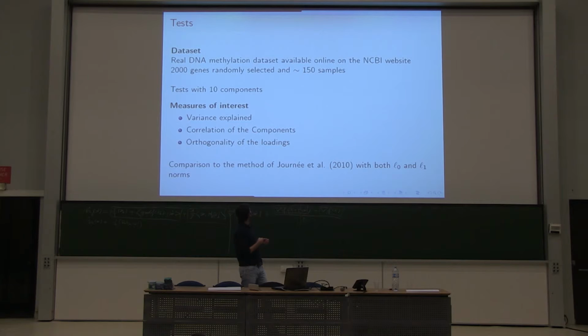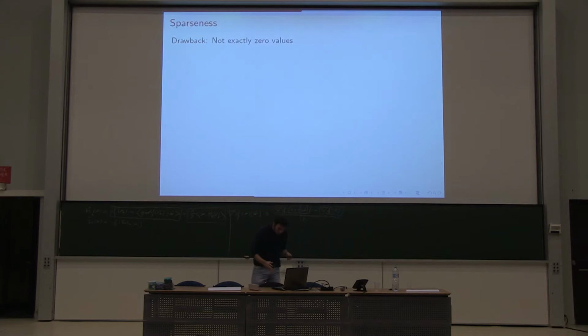And we compared the results with the method of Journey, which is a quite well-known method for the sparse PCA problem. The method of Journey can be run with both the L0 or L1 norm, so we did the test with both. First, a drawback of our method is that it does not produce exactly 0 values. Many values are reduced to close to 0, but not exactly 0. So you have to impose some kind of threshold, below which you put the value to 0. And of course we did this before plotting the graph.